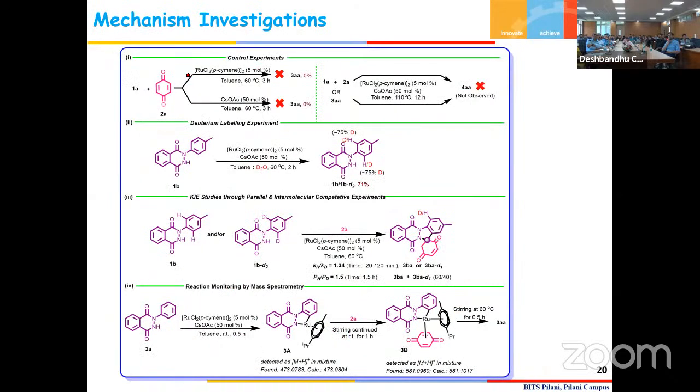Of course, we started working on the mechanistic investigation. We did a few control experiments. We did a deuterium labeling experiment and KIE studies using intermolecular competitive and parallel experiments to determine whether C-H bond breaking is involved in the rate determining step. And of course, we tried to see if somehow we can monitor the formation of an intermediate through HRMS analysis, because we could not isolate any intermediate by the routine process.